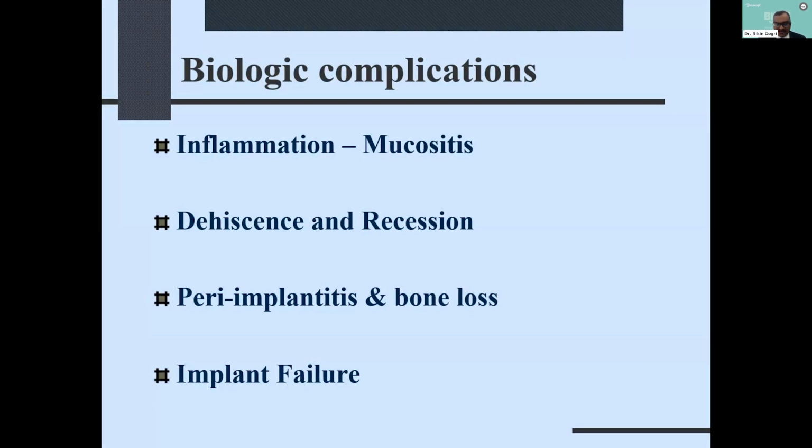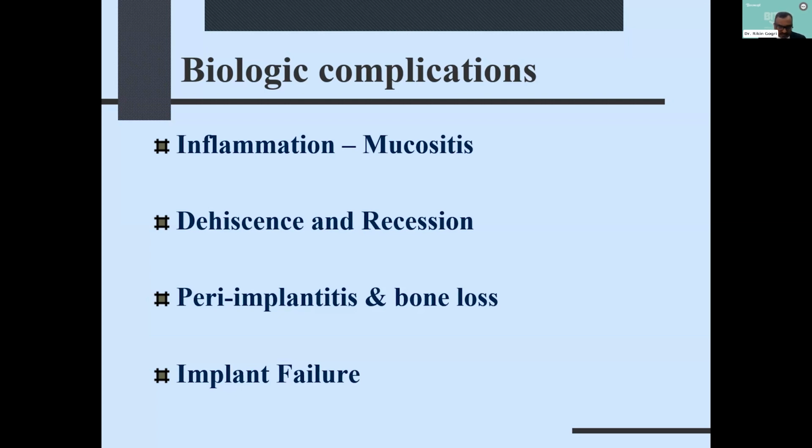Dehiscence and recession. What is recession? Recession is when the bone level comes down. That is much more frequent in chronic periodontitis. And dehiscence is a bone defect. So whenever there is dehiscence, you have to go for a bone graft and then put your implant. If there is dehiscence and you don't correct it, the threads are exposed, the implant will not integrate with the bone, and eventually the implant might fail.